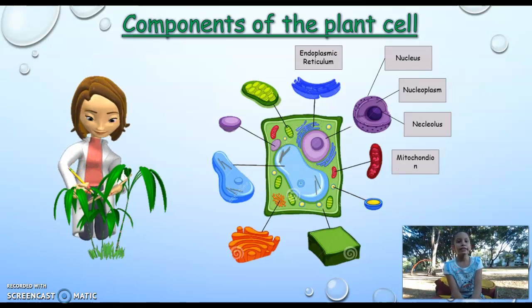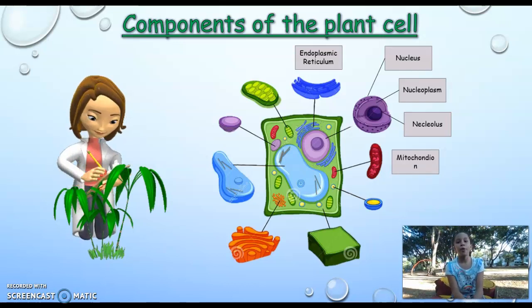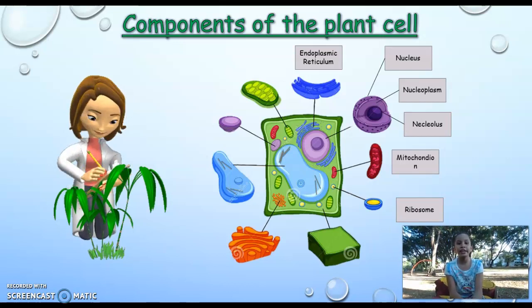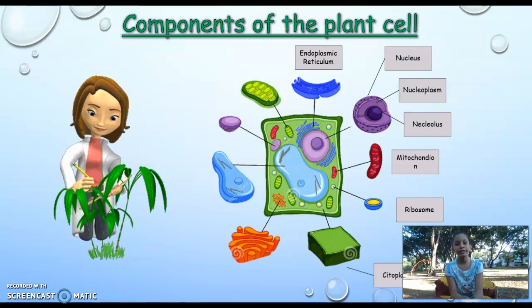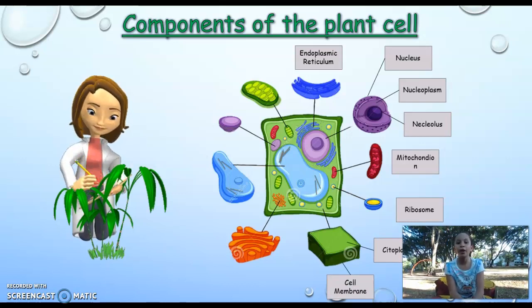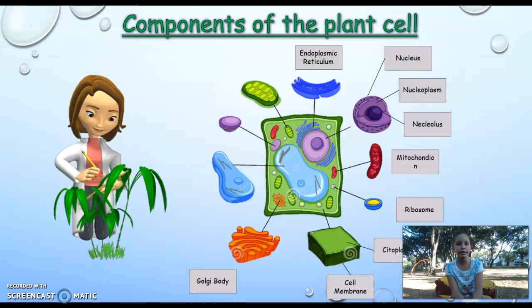Mitochondria. They act as the powerhouse of the cell, synthesizing ATP. Ribosomes. Their function is the synthesis of proteins. Cytoplasm houses cell organelles and contributes to their movement. Cell membrane regulates the transport of substances into and out of the cell.